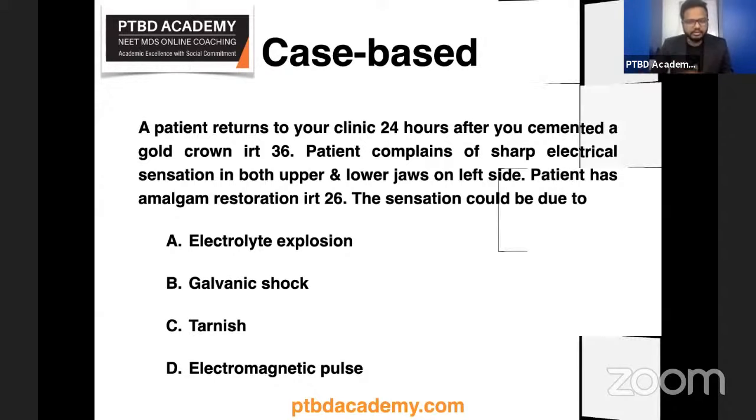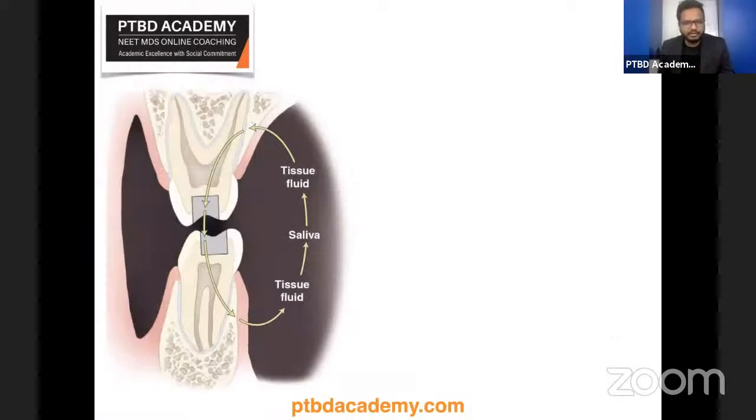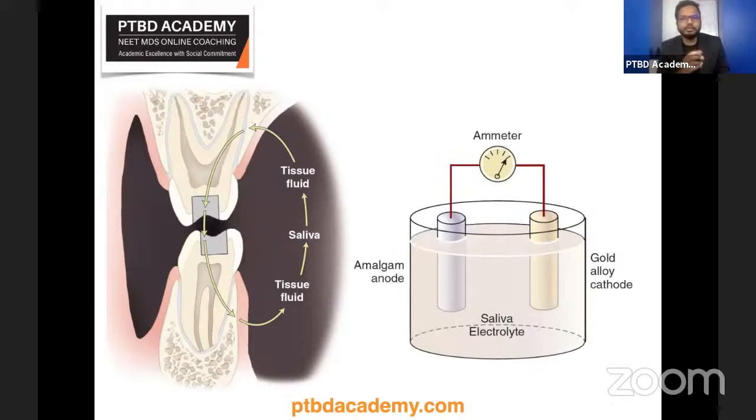Now let's review some literature in regard to this. As you can see in this illustration given in Phillips, two dissimilar metals, when they come in contact or even when they are not in contact, have different electrode potentials, and also saliva or tissue fluids have the potential to act as electrolytes. So it's nothing but an electrochemical cell that's being formed intraorally. Galvanic shock is a brief but sharp electrical sensation one can receive when two dissimilar metals come into contact in the mouth.